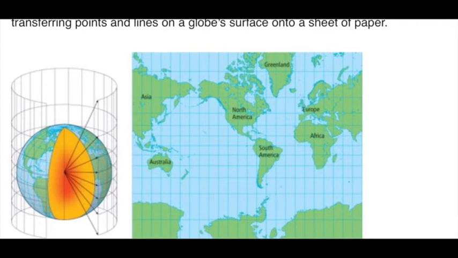Okay, so as it projects, anything close to where the light's coming from is going to be more accurate than farther away from where the light's coming from. So in this case, the equator would be very accurate. The North Pole and the South Pole would be very inaccurate. So the closer you are to where the light's coming from, the more accurate, and farther away, less so.